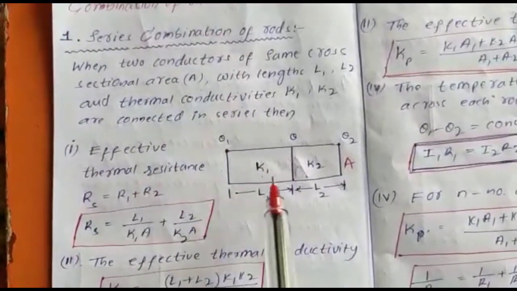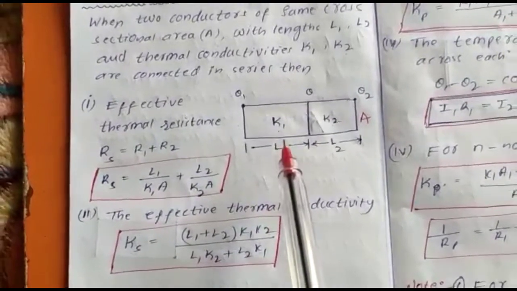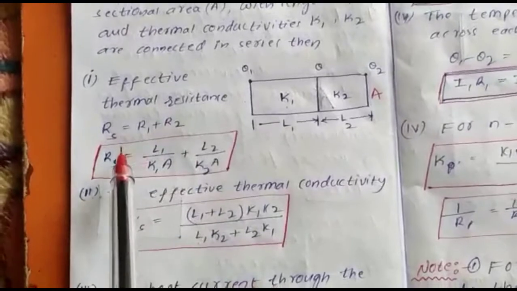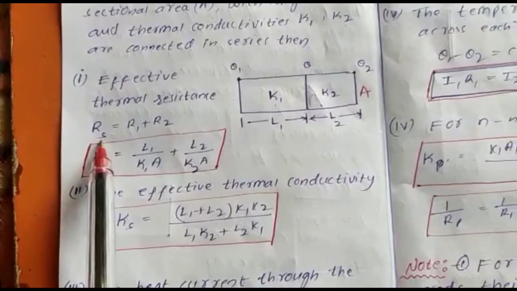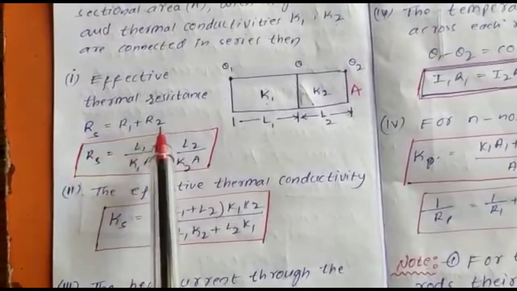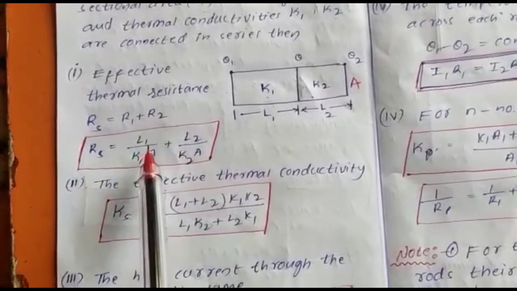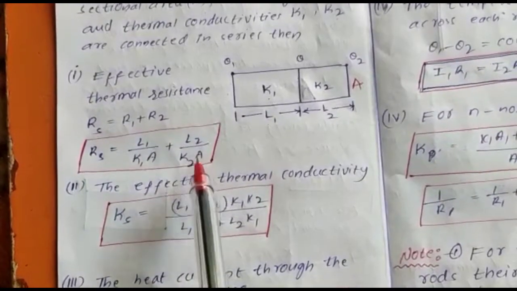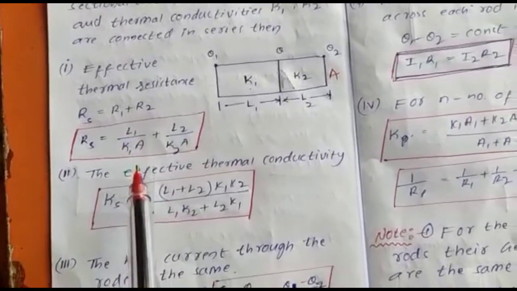Now we have already discussed the formula for thermal resistance. The effective thermal resistance in series combination, where the suffix S refers to series, is Rs = R1 + R2. In place of R1 and R2 you substitute L1 by K1A plus L2 by K2A. This is the formula for thermal resistance in thermal conduction.